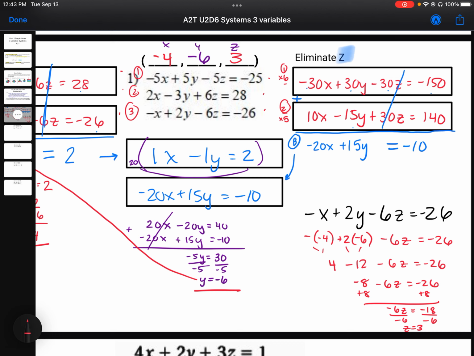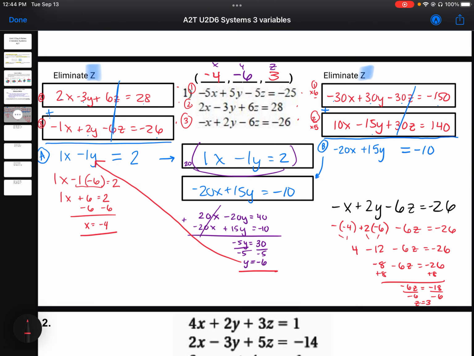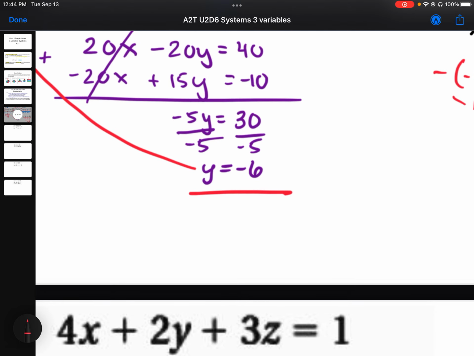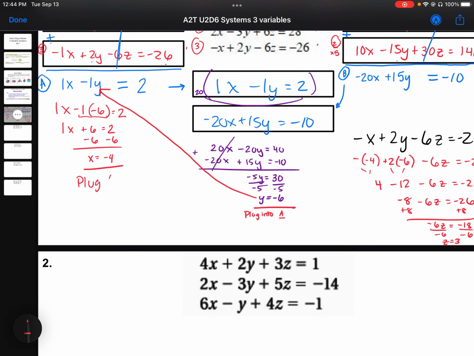So our planes intersect at this 3-dimensional ordered triple, negative 4, negative 6, 3. Now that's a lot to follow. You got to follow each of your steps, take your time, and keep your work organized. So maybe you want to add this little note. What did we do with this negative 6 here? We plugged it into equation A. And then we took this and we said plug both x and y into an original equation.